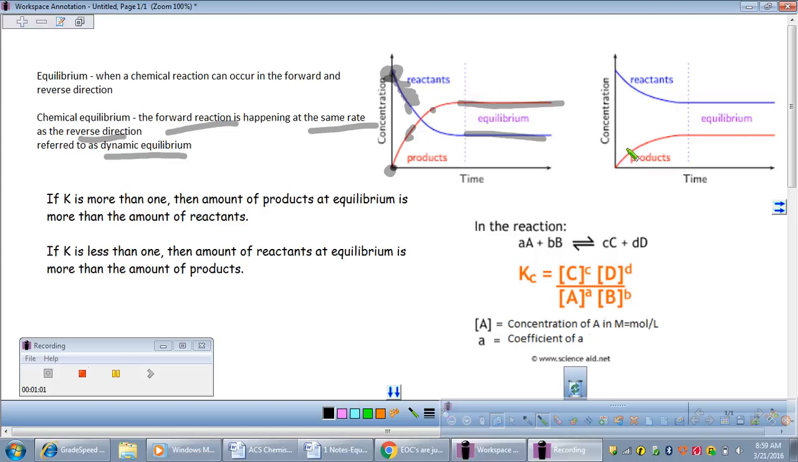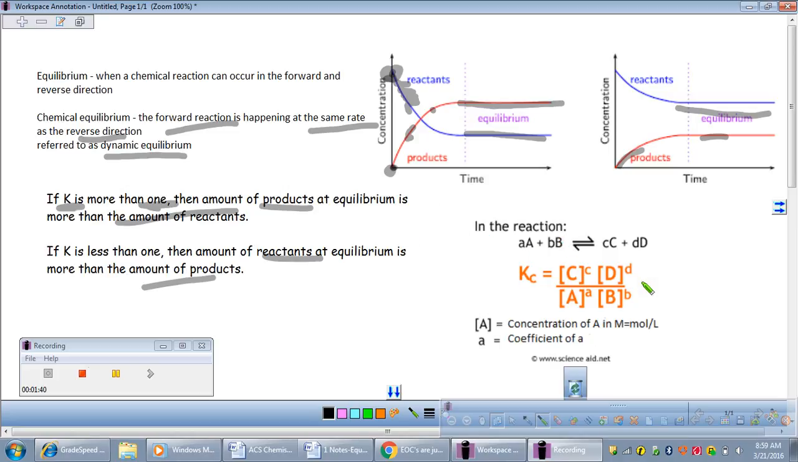This is another example of an equilibrium graph. In this case, the concentration of products always stays less than the concentration of reactants. So we use what's called K, the equilibrium constant, to describe this. It's a ratio. So if K is more than 1, like our first graph, the amount of products at equilibrium is more than the amount of reactants. But if K is less than 1, then the amount of reactants at equilibrium is more than the amount of products, our second graph over here. If they're equal, then K is equal to 1, but that doesn't happen very often.